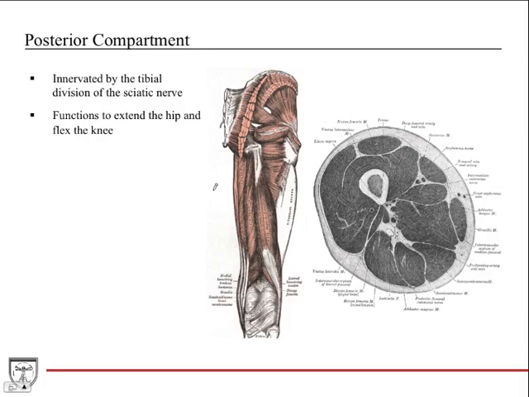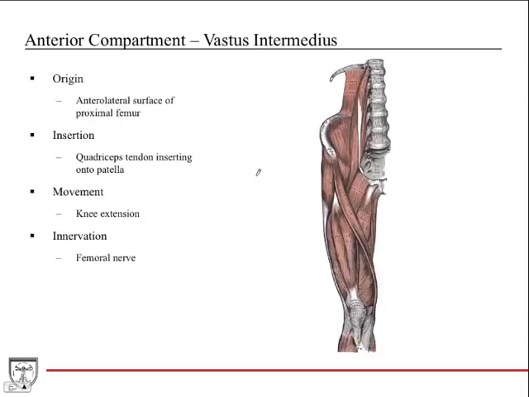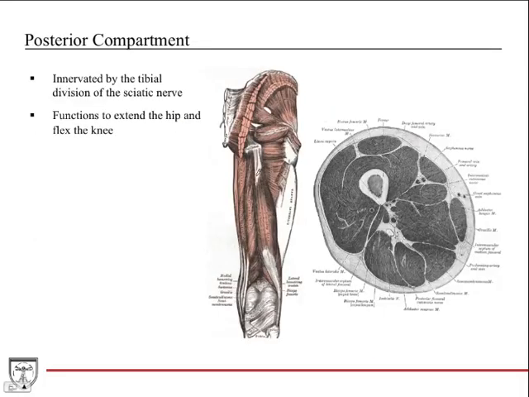So one thing I also want to point out here in the posterior compartment is that you often hear, I pulled a hammy or a hamstring muscle. The hamstring muscles are a group of muscles. There's no single hamstring muscle. The hamstring muscles are a group of muscles here in the medial and posterior aspect of the thigh.